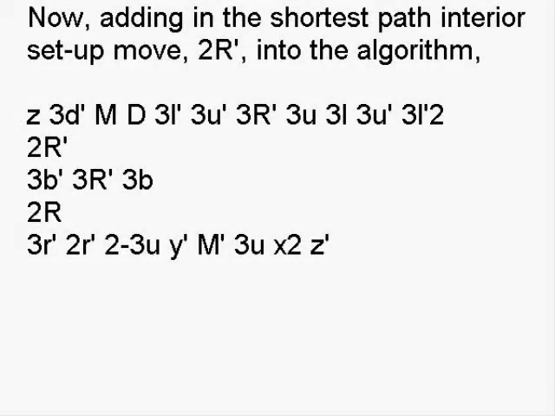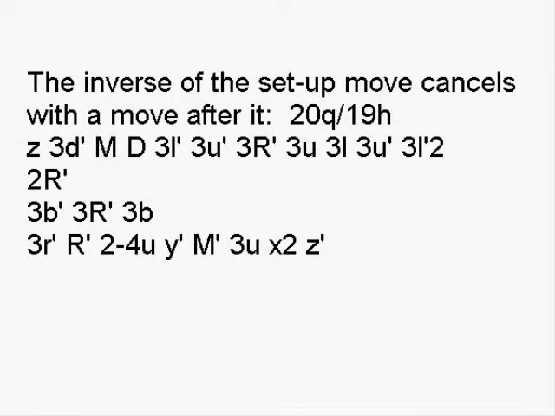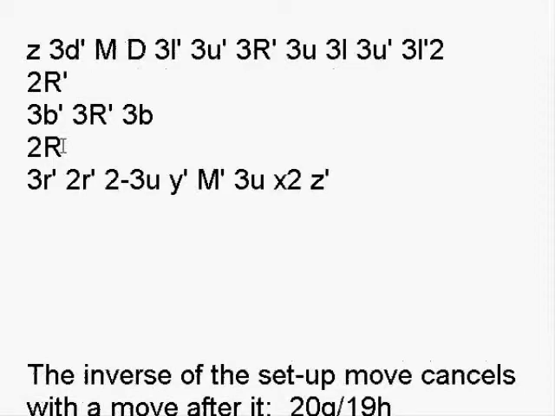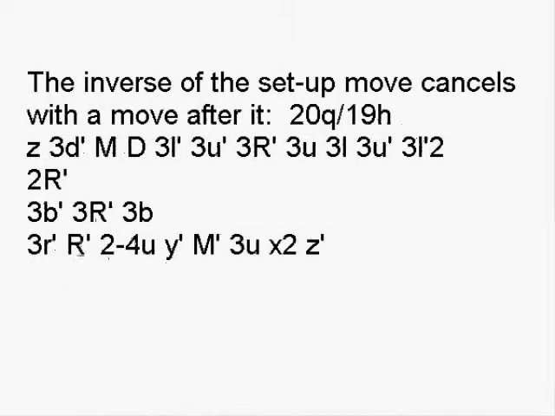Now we take this interior setup move and we can remove the parentheses. And this again is applied to the inner orbit of the 6x6. The inverse of the setup move cancels with the move after it. That leaves us with a 20 quarter turn / 19 half turn algorithm. The 2R here canceled with the 2R portion of this turn to leave us with just R prime instead of 2R prime, because the interlayer slices canceled with each other.